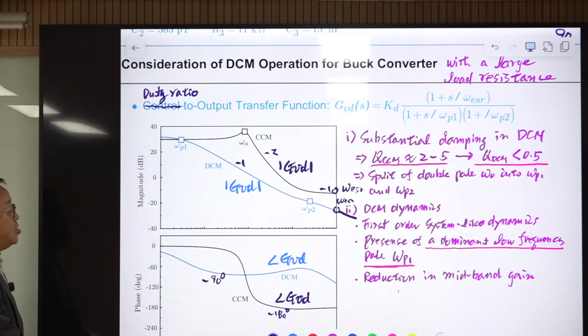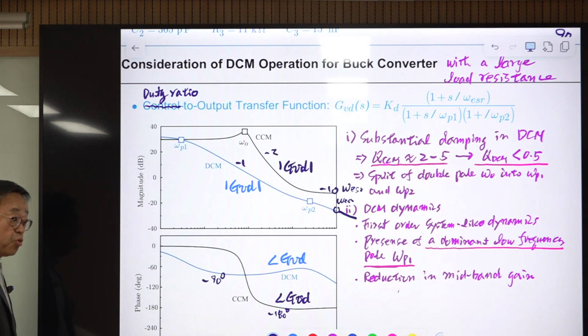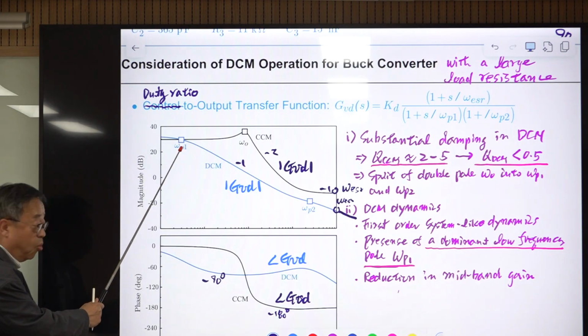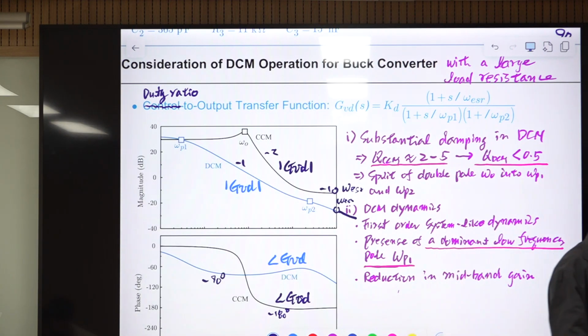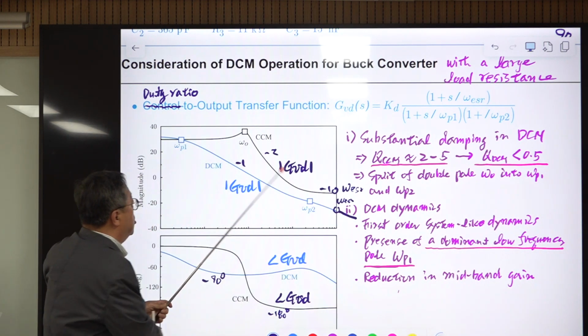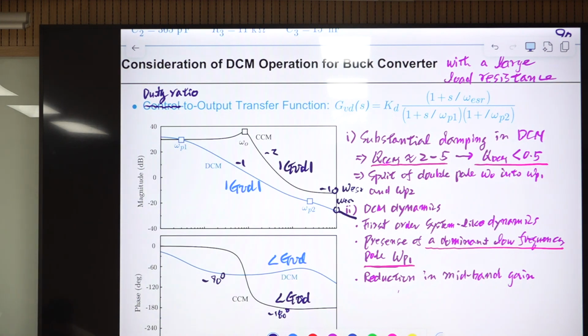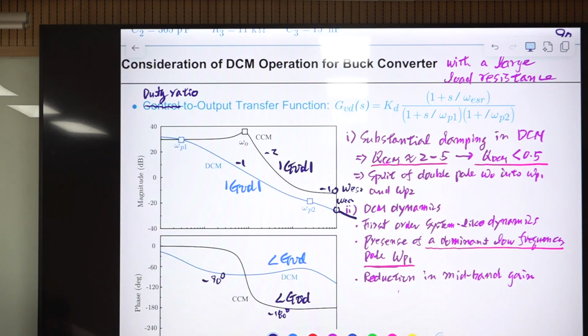Okay, and the more important thing is this pole is occurring at very low frequency. It's called the dominant pole, the dominant low frequency pole. Here, omega P1 becomes the single dominant low frequency pole. This will dominate the power stage dynamics of this buck converter. Okay, and the midband gain of this duty ratio to output transfer function has been reduced a lot because of this pole. So this much area is lost here. Okay, so this is the reduction in the midband gain.